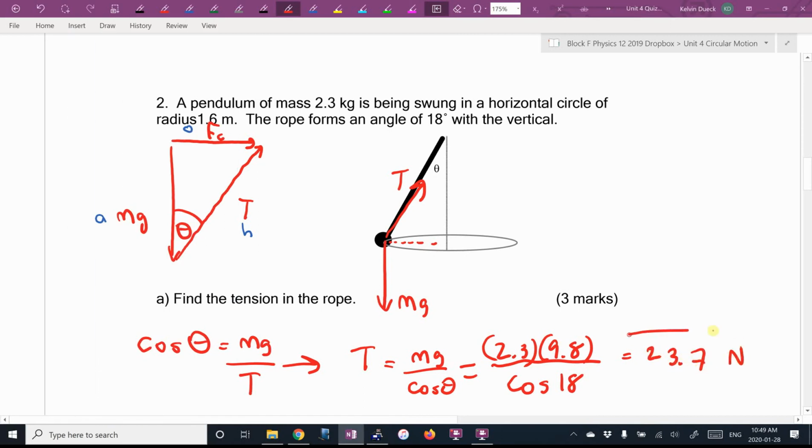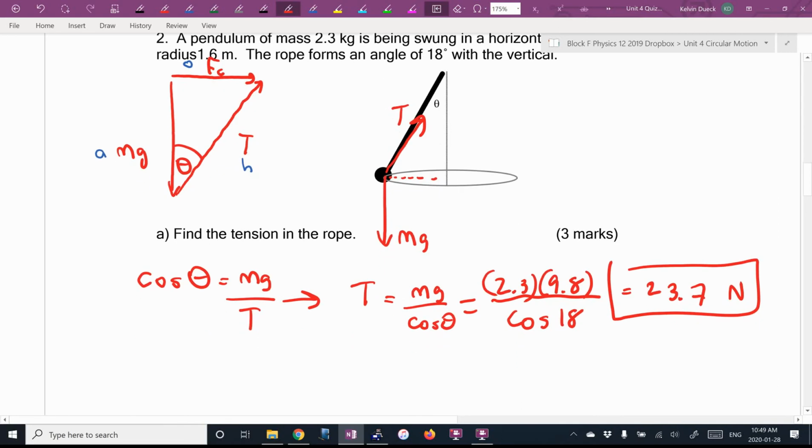And that's a force, so newtons. If you got that, 3 out of 3. Otherwise, I would probably give you 1 mark for that, 1 mark for that, half mark for the numbers, and a half mark for the answer.